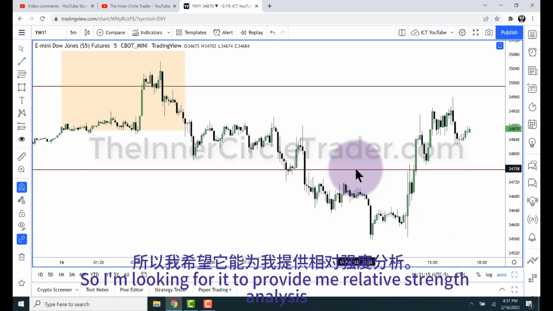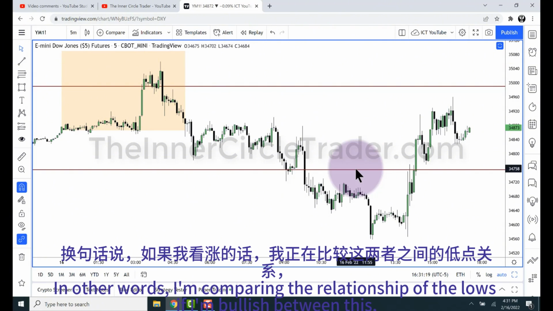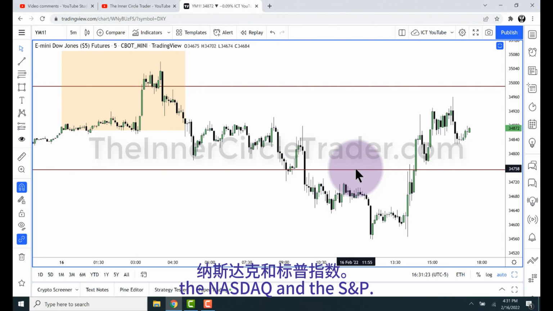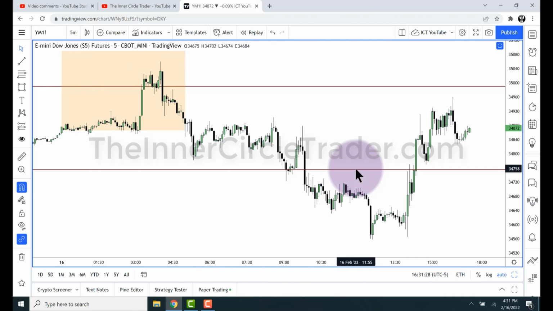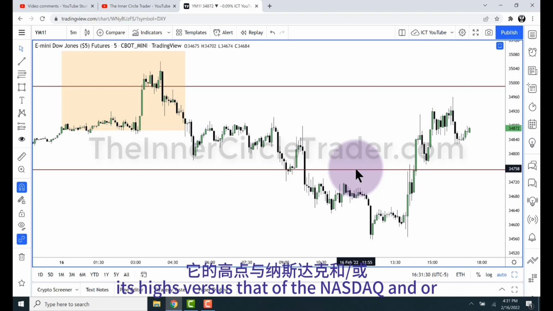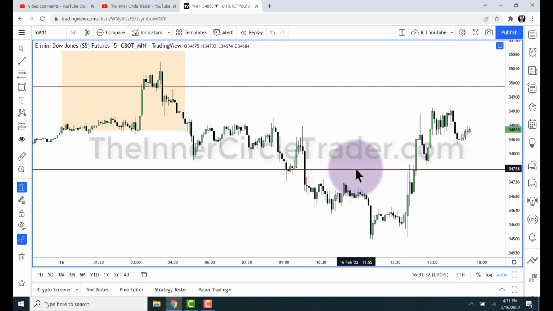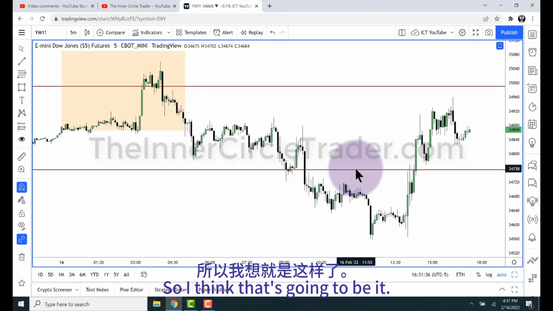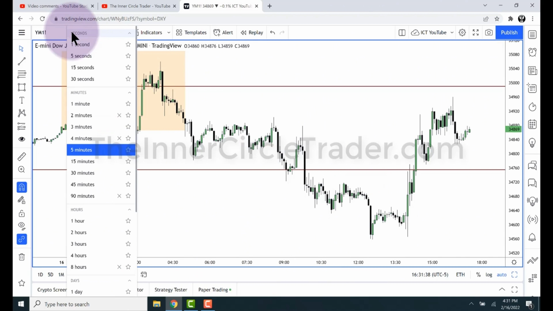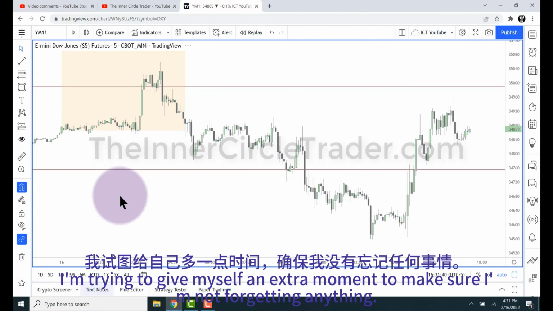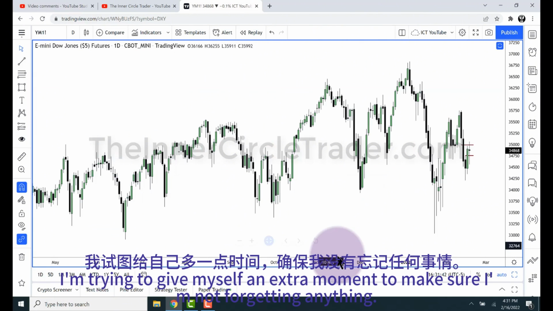So I'm looking for it to provide me a relative strength analysis perspective. In other words, I'm comparing the relationship of the lows, if I'm bullish, between this, the NASDAQ, and the S&P. And if I'm bearish, I'm comparing this and its highs versus that of the NASDAQ and/or the E-mini S&P highs. So, and I think that's going to be it. I'm trying to give myself an extra moment to make sure I'm not really forgetting anything.